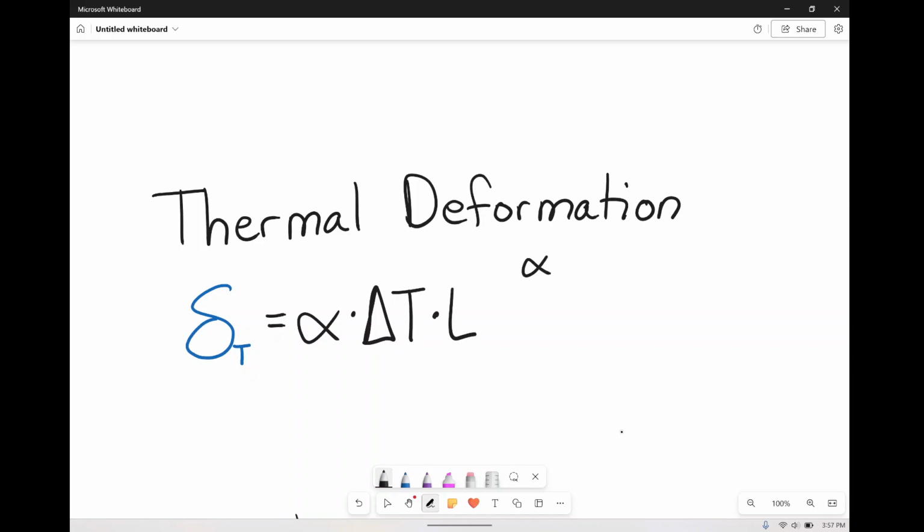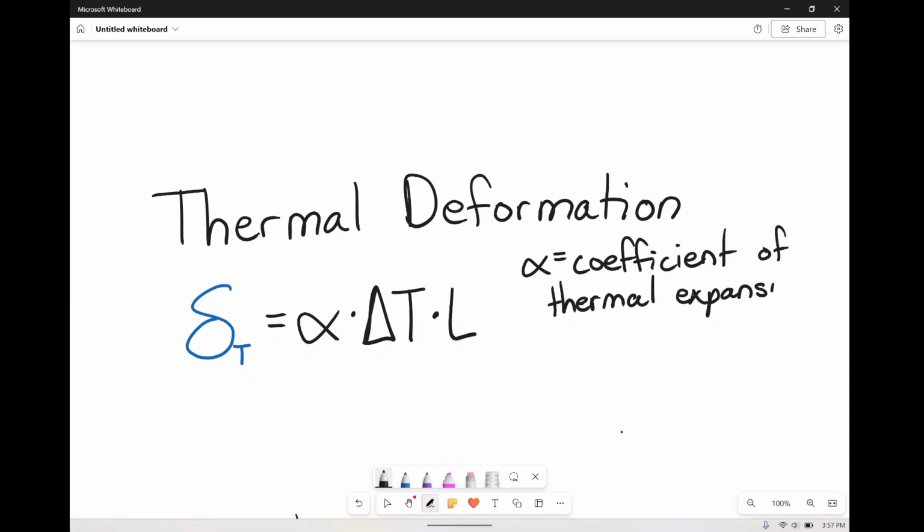And what these things are is alpha is a coefficient of thermal expansion. And this is, again, just a material property. So all you have to do is go look it up online. Technically, you can find the values in the textbook. We're using the Hibbeler book, so Hibbeler will have the values that he wants you to use. But in general, they may have a little bit of a range, but I'm going to go Google because that's what I do. Delta T is the change in temperature.